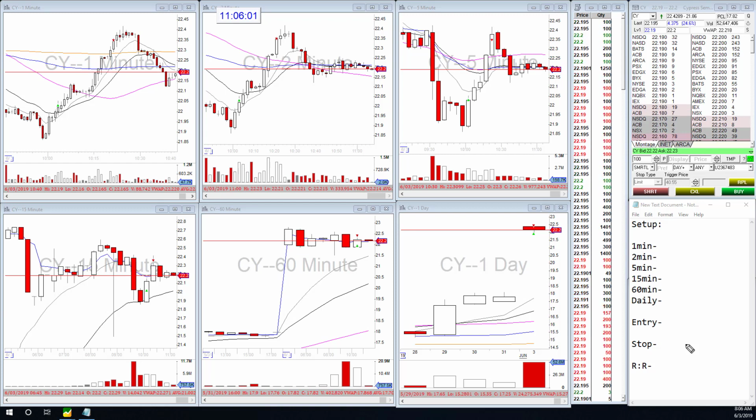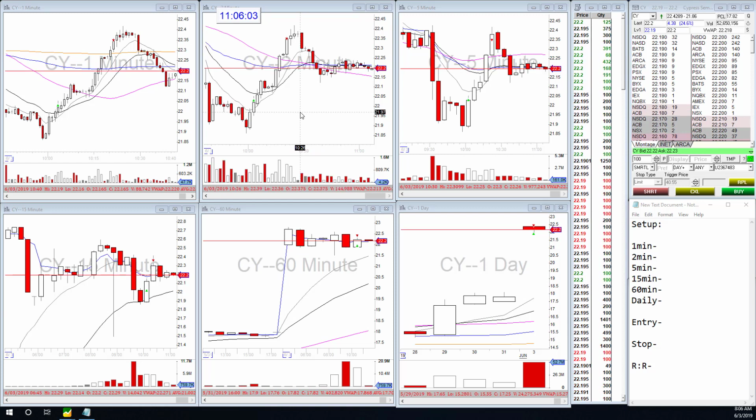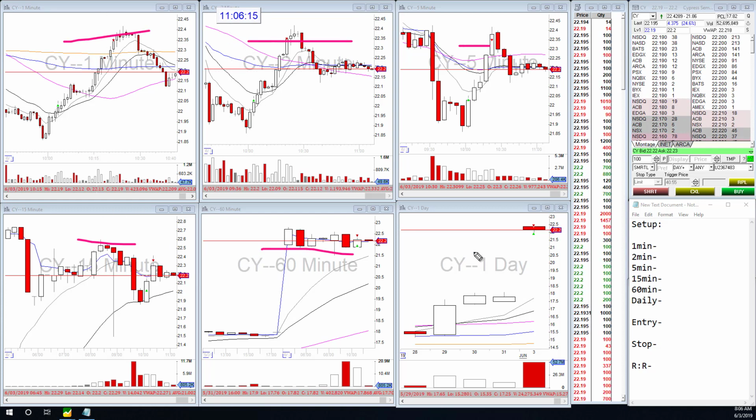I want you to try to figure out what I did, because I'm trying to do a specific type of trading when I can. I have a whole lot of different setups. But why do I have the 1, the 2, the 5, the 15, the 60, and the daily open? It's because I want to see the overall picture. And this is how I think of it.